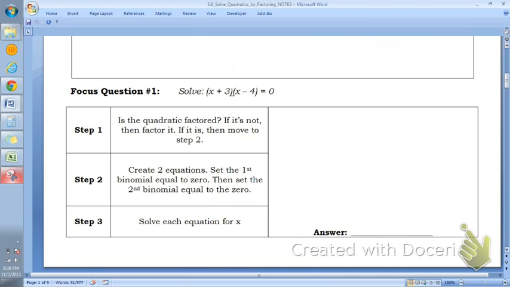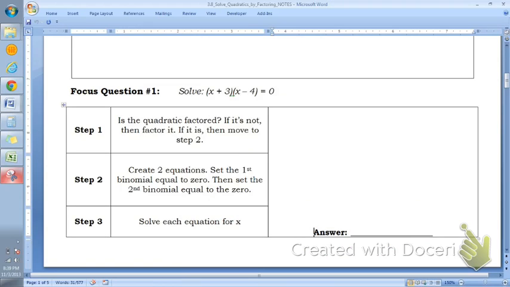So we take one of our factors, x plus 3. So when we say is it factored, is each factor there linear? And they are. X plus 3 is equal to 0, and x minus 4 is equal to 0. Then we solve each equation independently.